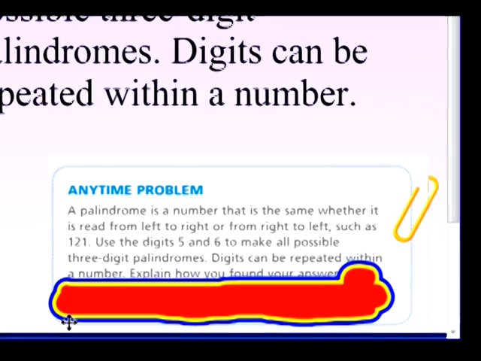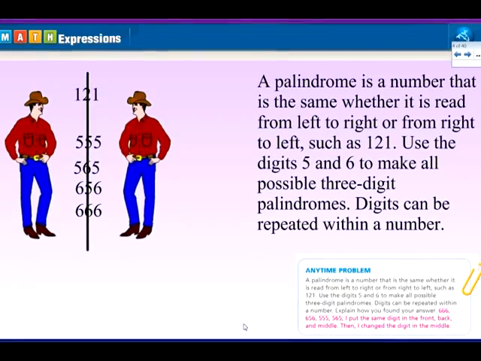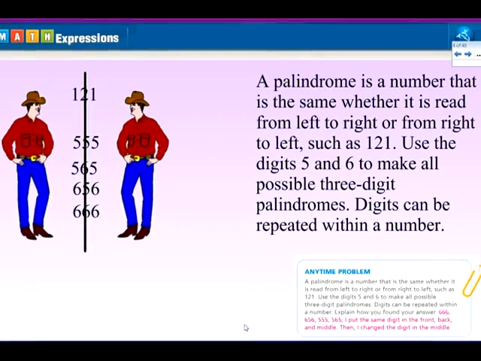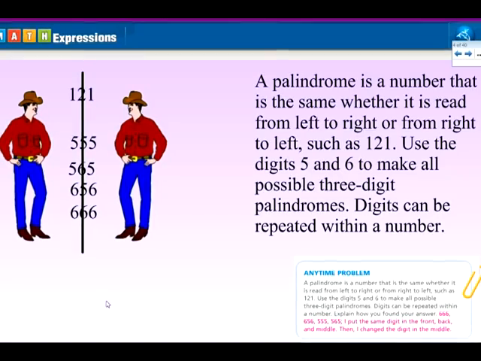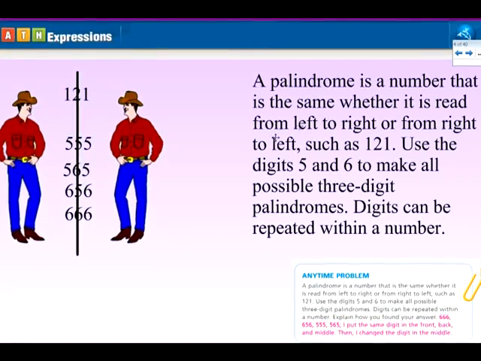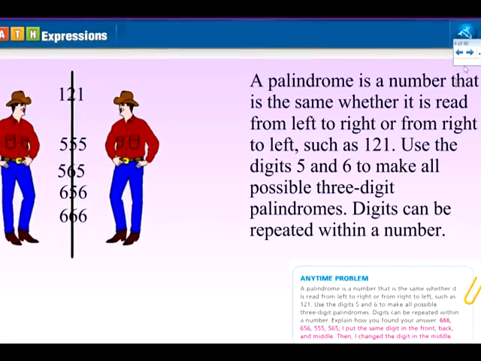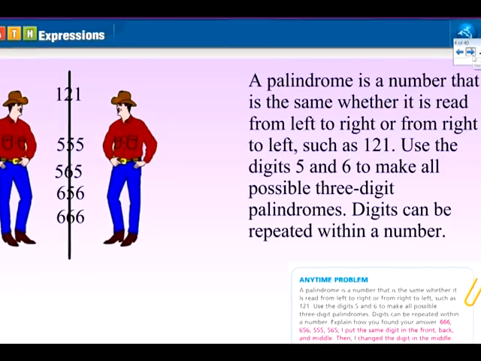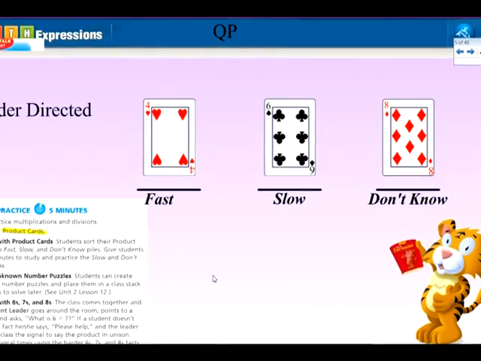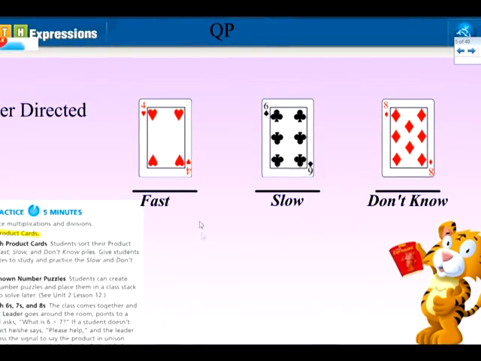If we erase this, we'll see that those were the numbers: 666, 656, 555, and 565. So we did fairly well on that. And you can give yourself a challenge and see if you can come up with a 4-digit palindrome. Then remember, a palindrome is a number that is the same whether it is read from left to right or from right to left.